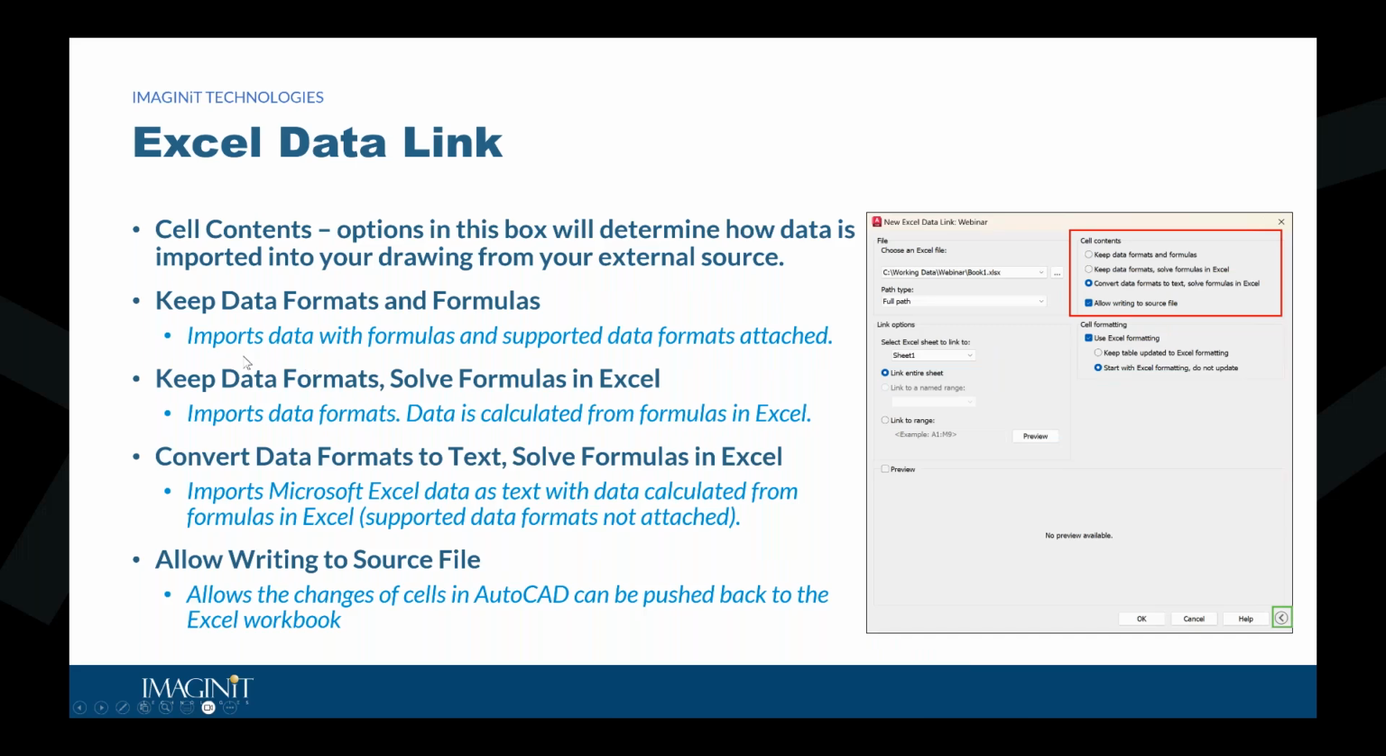So keep data, formats, and formulas imports data with formulas and supported data formats attached. Do we want to import just the data formats and data is calculated from Excel? You want to convert all the data formats to text and do all the formula solving in Excel. So it imports Excel as just simply text and all the data is being calculated from the formulas in Excel. And then allow writing to the source file. So do you want changes in the cells in AutoCAD that can be pushed back to the Excel workbook?